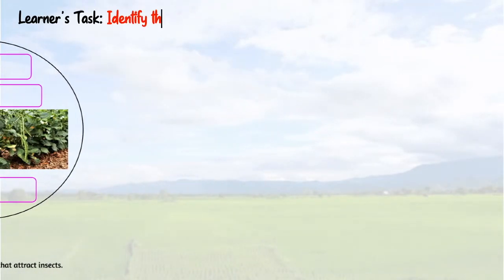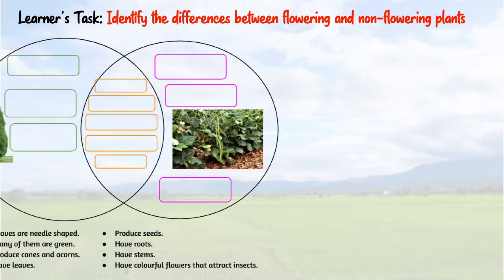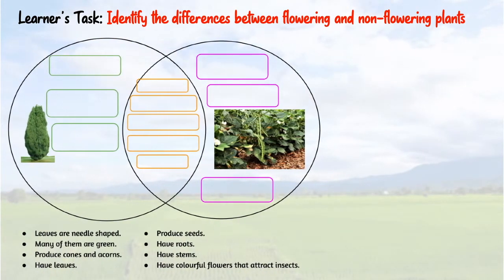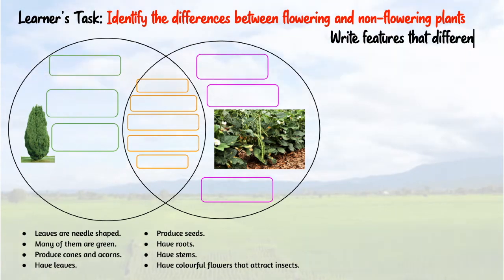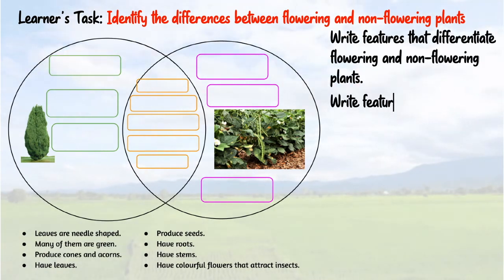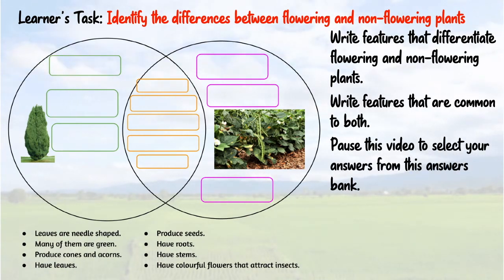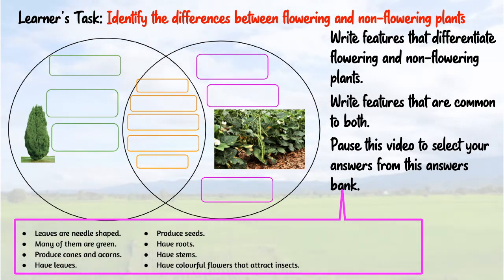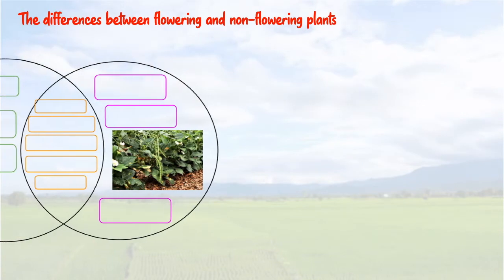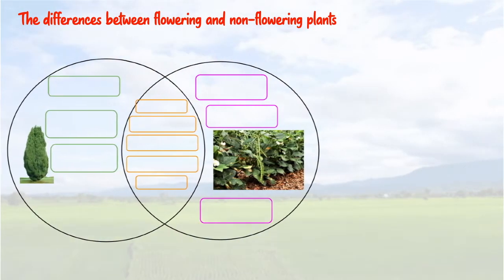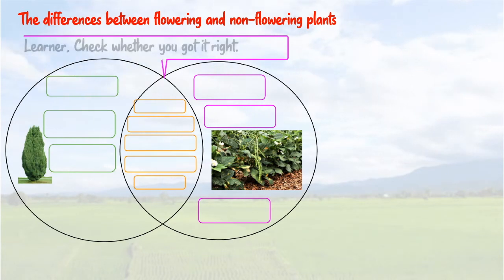Dear learner, here is a task for you. Write features that differentiate flowering and non-flowering plants. Write features that are common to both. Pause this video to select your answers from this answers bank. Learner, check whether you got it right.